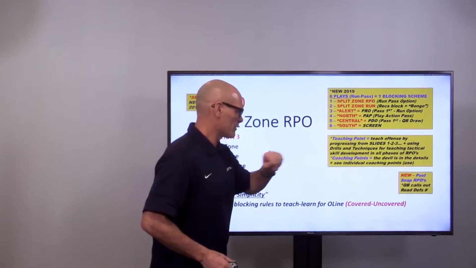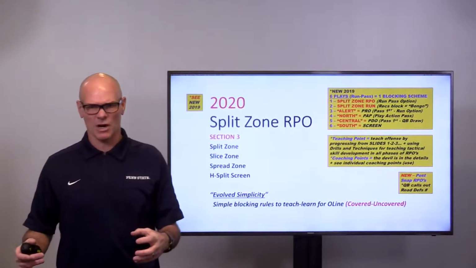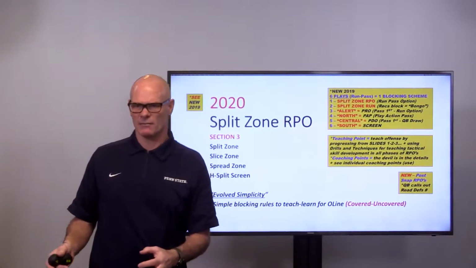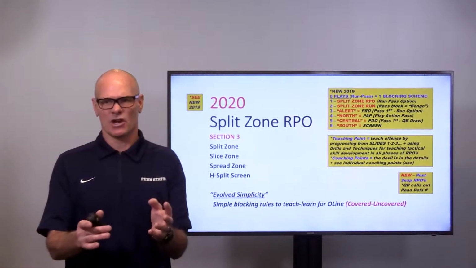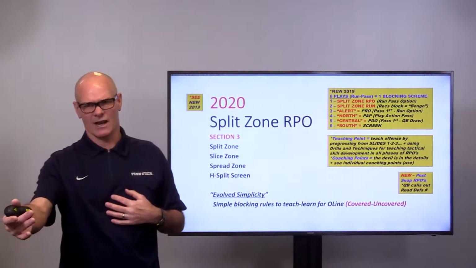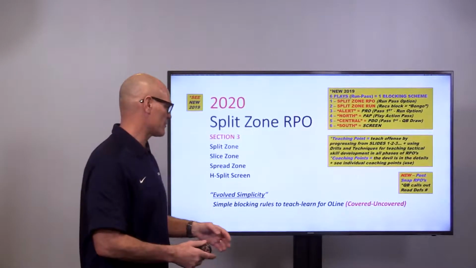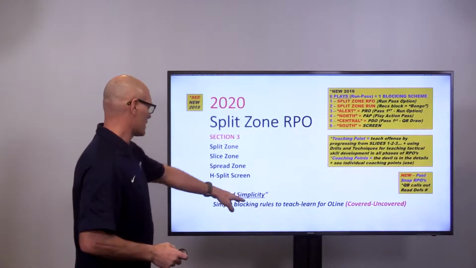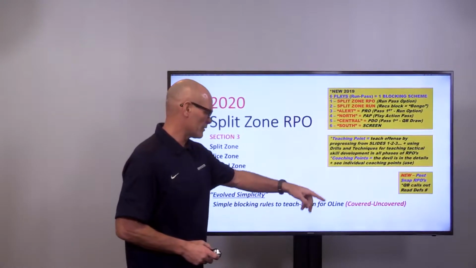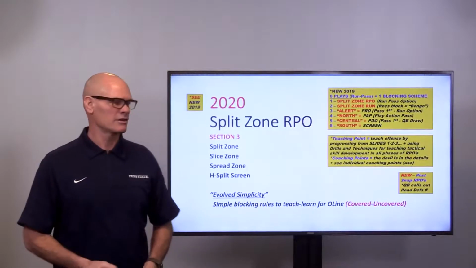And then one thing we picked up from Northwestern is with post-snap RPOs, you're going to see where the quarterback actually calls out the number along with the play call. This helps us as coaches, we know the quarterback now is identifying the correct read defender and not just guessing pass or run by a lineman. Again, we're looking at evolved simplicity. We want to do simple blocking rules to teach and learn for the O-line. And really what they're doing with this is covered, uncovered, great double teams.